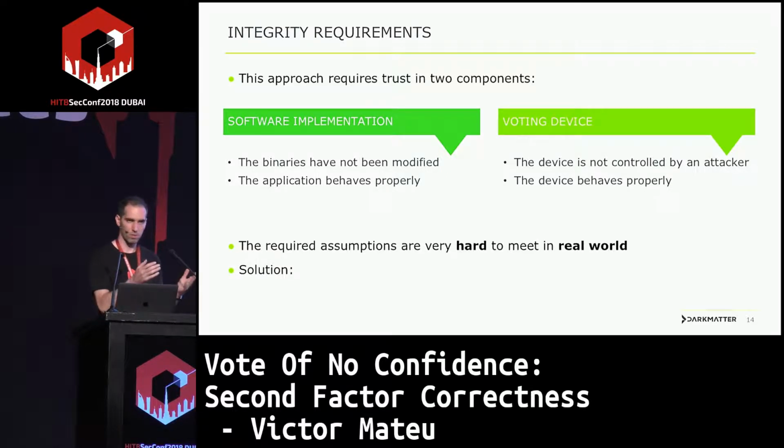As we have shown in the previous talks, there are many ways to gain control over a device. It doesn't matter if it's a laptop or a mobile device. There are ways to gain control of it and to manipulate the elections. So in this case, you need to know that the binaries have not been modified, but is that enough? In fact, what you need to know is that the application is behaving properly, so that even if an attacker is there, he cannot modify the proper activity of the application.